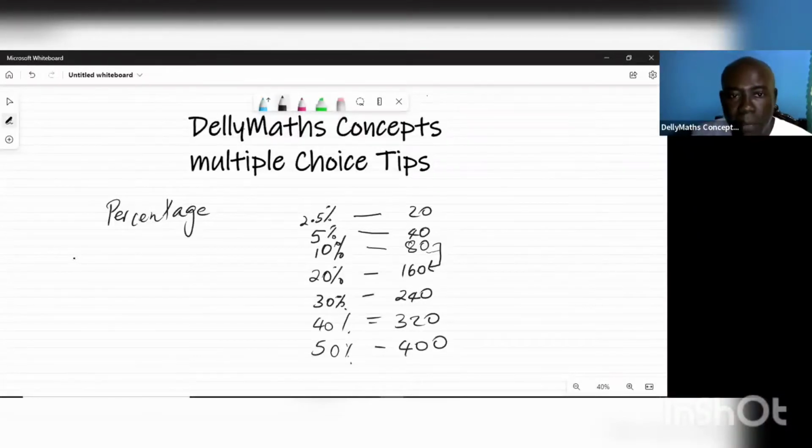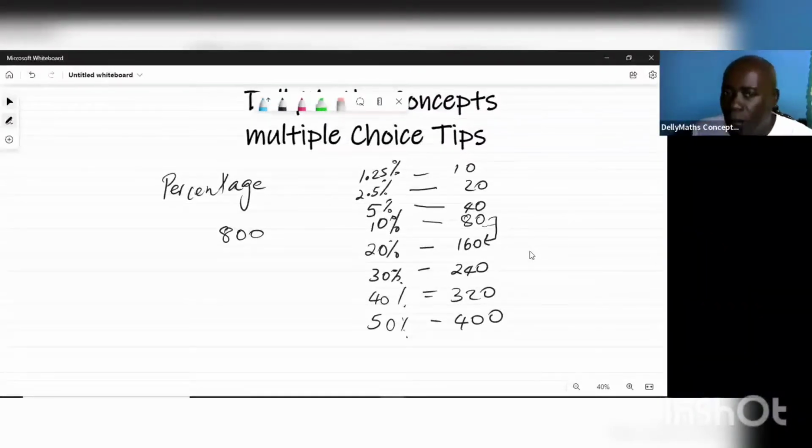If somebody said 1.25%, it's 10. Because there's a relationship going on. And watch this now. I'm going to take the 800, and now move away from the 10. I'm showing you that dropping off the 0 is 10 and stuff like that. You can see the relationship. You divide 10 by 2 and you say, oh, I get 5. Now, you can go as far as 1%.